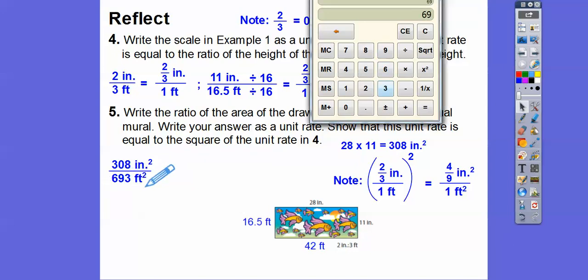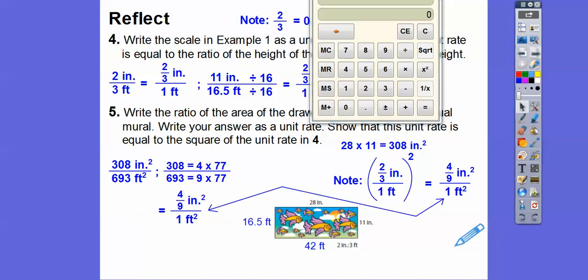693 divided by 9 equals 77, okay? So let's check this out right here, you guys. So we get that equals 4 times 77 divided by 9 times 77, and the 77's cancel, and we get 4/9 inches squared over 1 foot squared, which is what they were asking for.